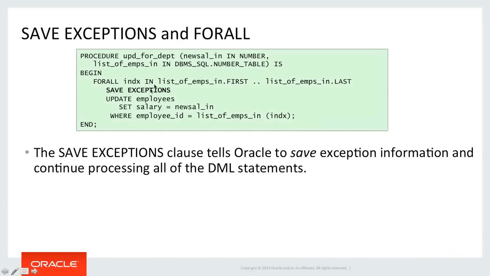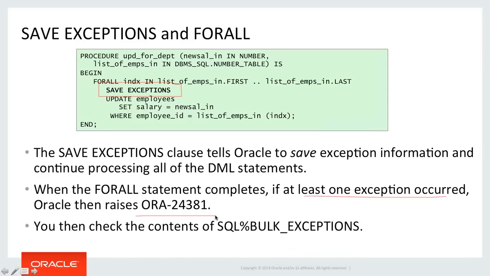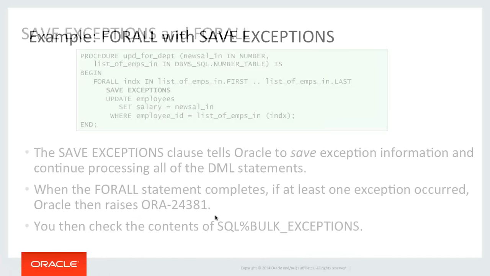So the idea behind SAVE EXCEPTIONS, we simply add that clause into the FORALL header. And it says, if you get an exception, save the information. And then, when all the statements have been executed, if at least one exception did occur, then raise ORA-24381. Unfortunately, Oracle has not given a name to this error. It should. But that's okay. We can give it a name ourselves if we want to. So let's take a look.